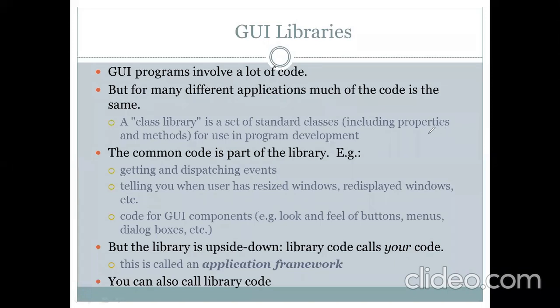So a class library is basically a set of standard classes that include the properties of a class and different methods defined in the class, for use in program development.